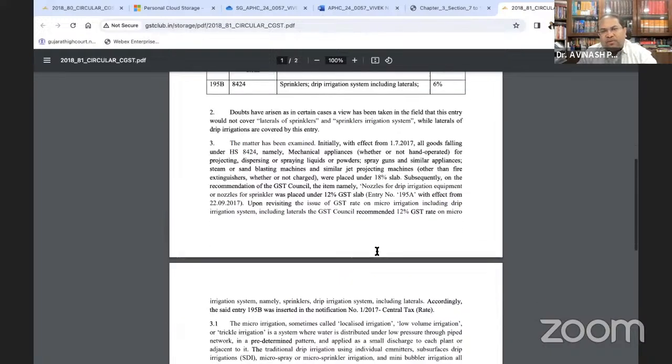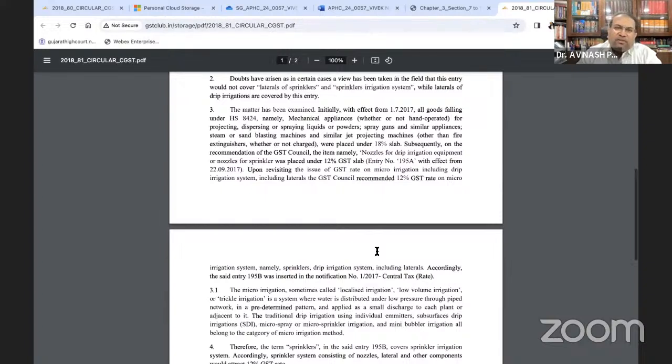So therefore, the reply and the clarification given is that the matter has been examined. Initially, with effect from 1st July 2017, all goods falling under HS 8424, namely mechanical appliances, whether or not hand operated, for projecting, dispersing, or spraying liquids or powders, spray guns, and similar appliances, steam or sand blasting machines, and similar jet projecting machines, other than fire extinguishers, whether or not charged, were placed under 18% slab. So with effect from 1st July 2017, these were placed under the 18% slab.